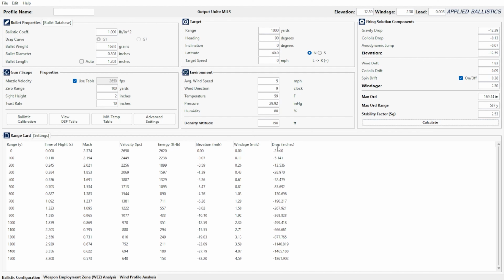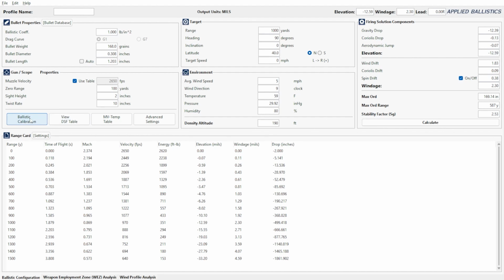And then lastly, we have our drop in inches. That's probably not too much of a concern for you, because we already know that we've got our elevation here in mils. That's going to be the main point of interest for people. So that's the basics of your ballistic calculator, and there are a couple of other settings in here.